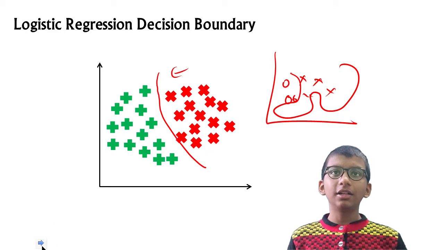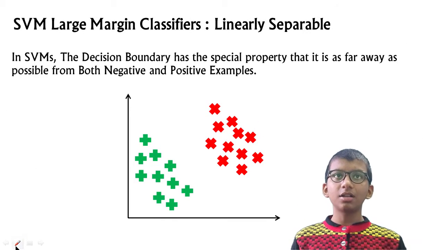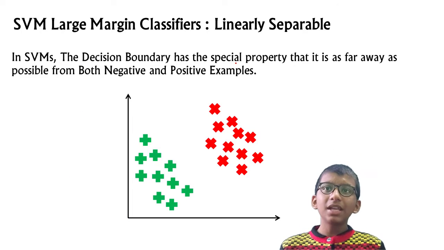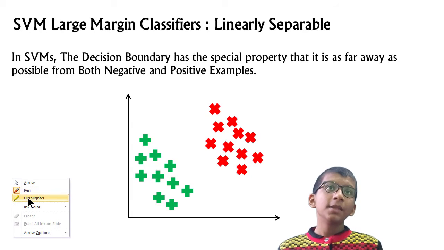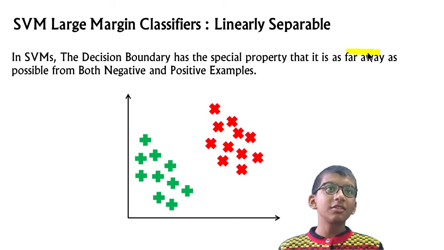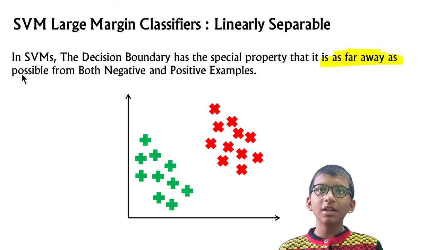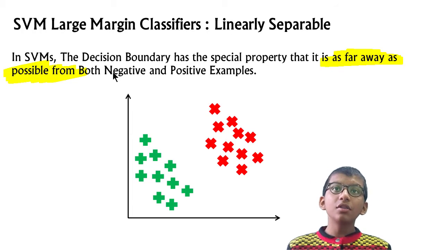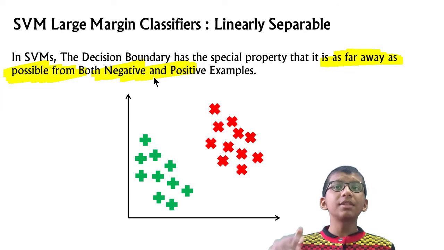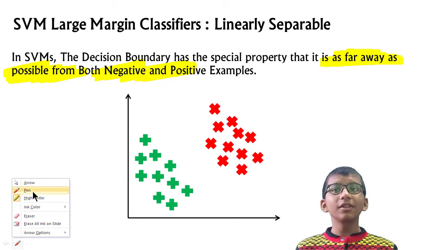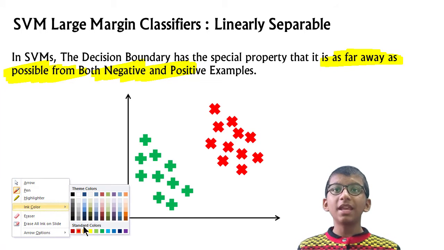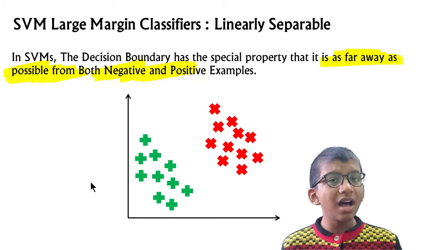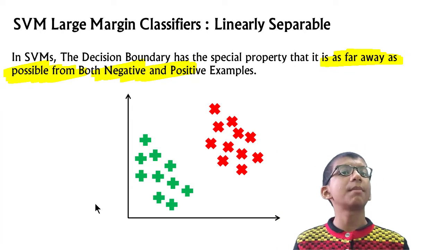So let's take a look at the support vector machine large margin classifier, linearly separable. First of all, the decision boundary has a special property, which I'm highlighting here: it is as far away as possible from the negative and positive examples. What the support vector machine wants is to make that distance as large as it can be while dividing the positive and negative examples with the decision boundary.